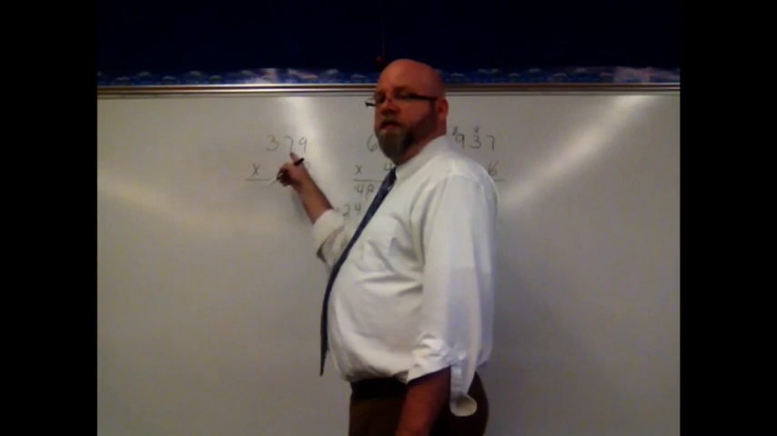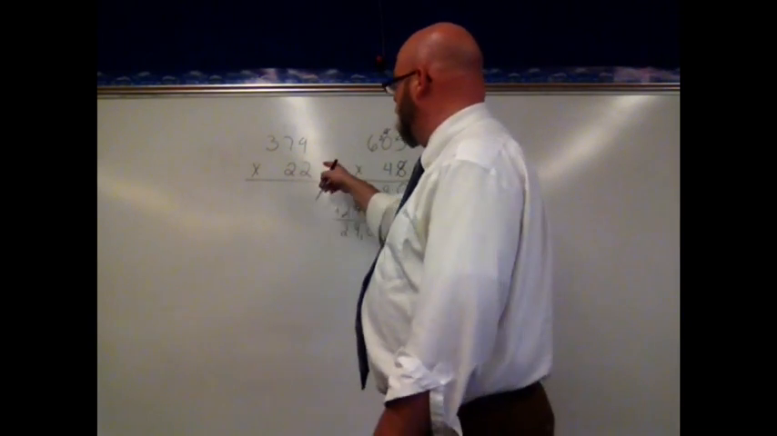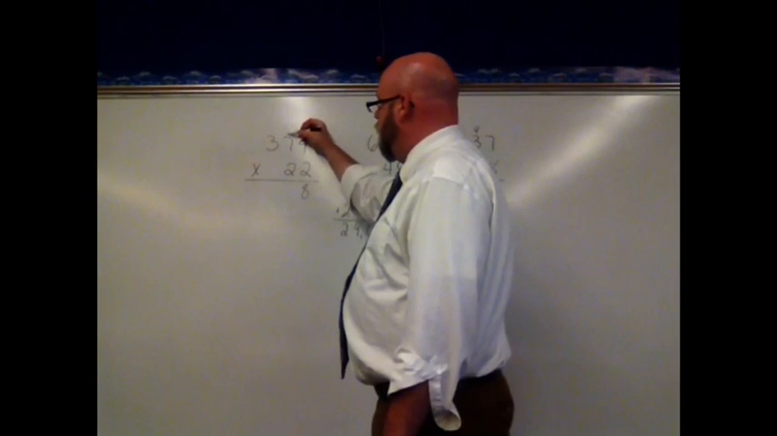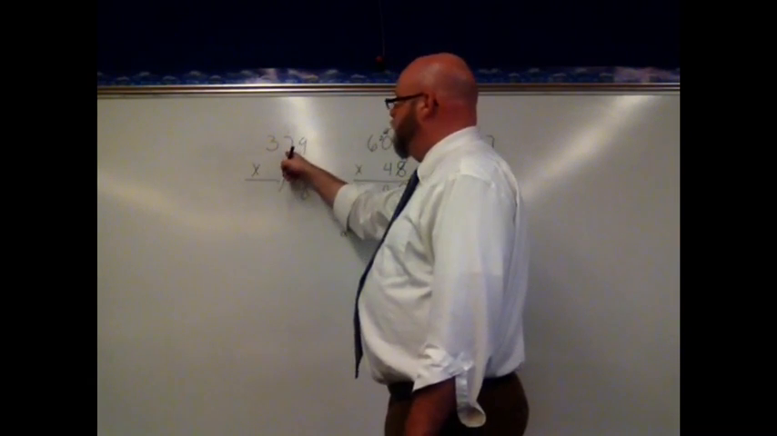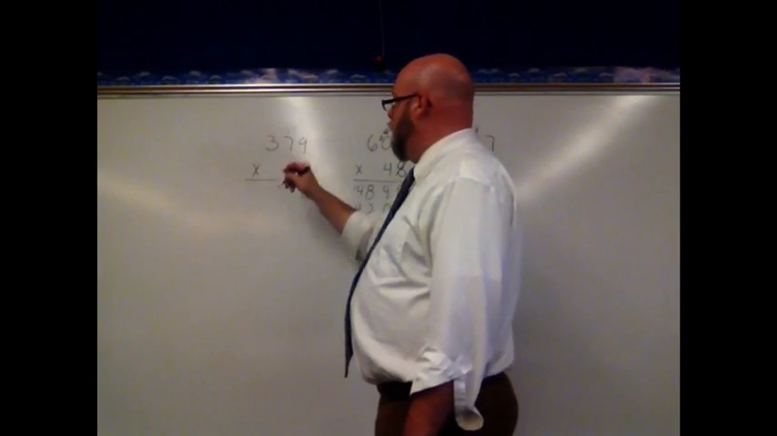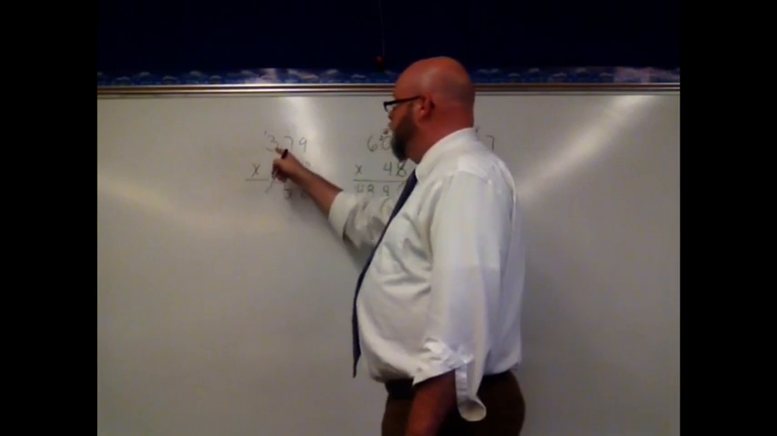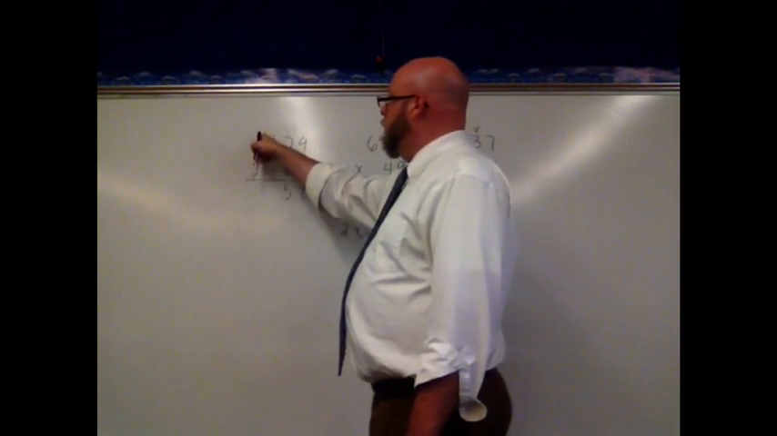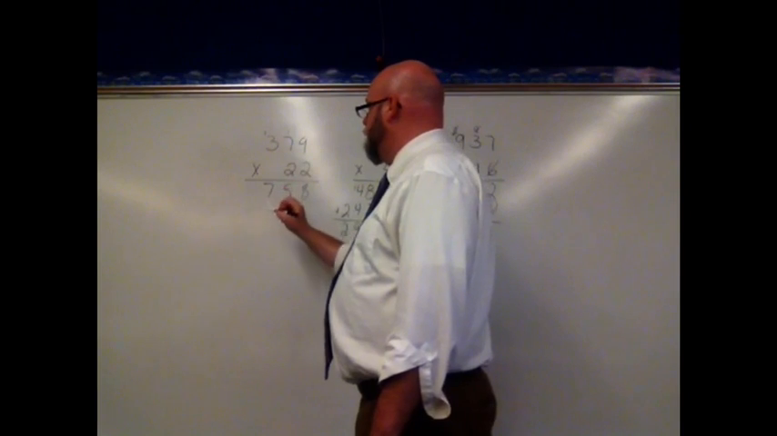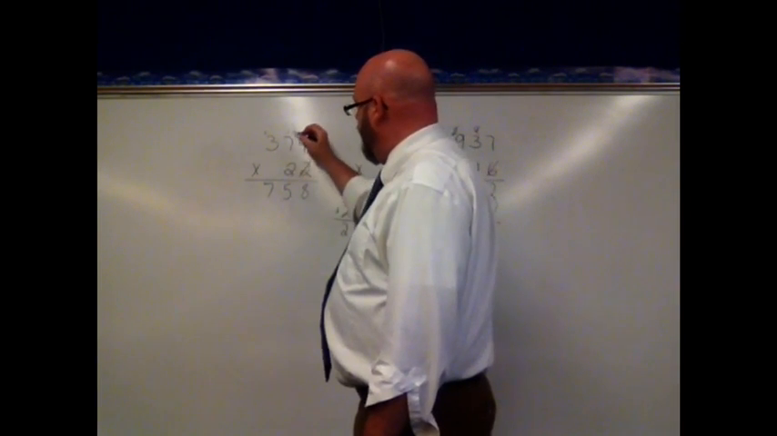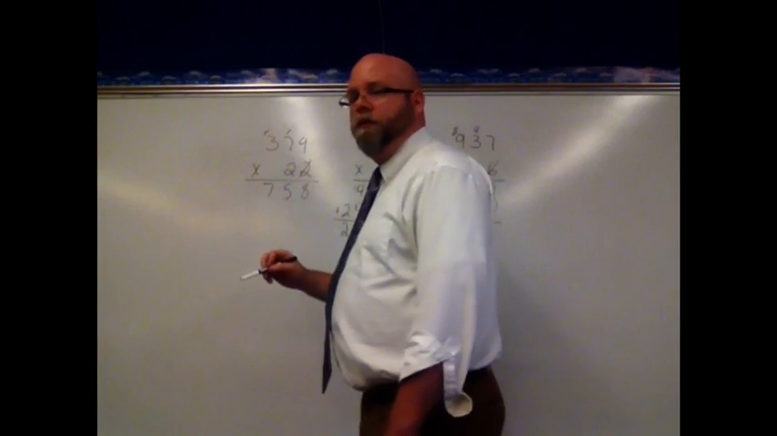Let's do 379 times 22. 2 times 9 is 18. And I carry my 1. 2 times 7 is 14, plus 1 is 15. Carry my 1 again. 2 times 3 is 6, plus 1 is 7. I'm done multiplying by this 2. I mark it out, and everything I carried along with it.